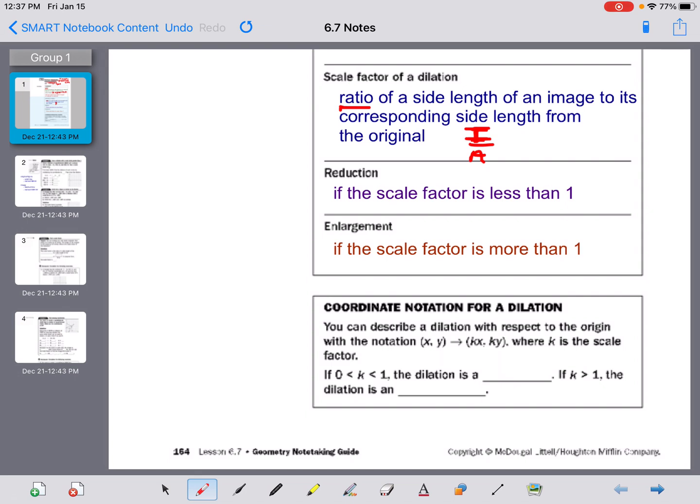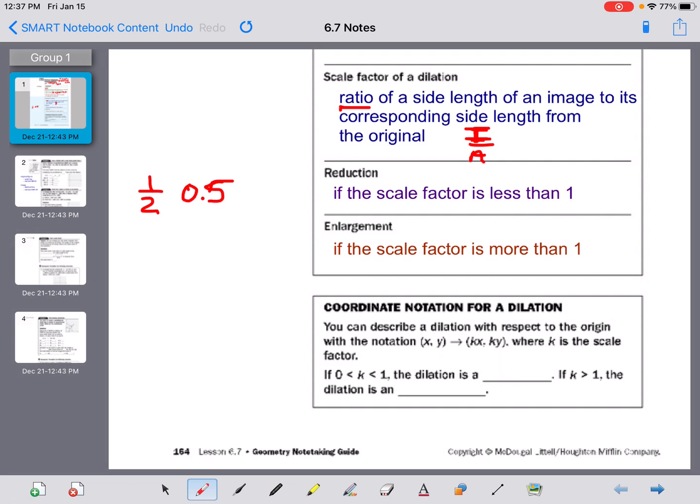Reduction: if the scale factor is less than 1, we're going to reduce something. We're going to make it smaller. So what kind of numbers are less than 1 that would make it smaller? Fractions, right? Like 1/2, something where the top number is smaller than the bottom number. Decimals, like 0.5. Anything that's smaller than 1 as a decimal will reduce that.